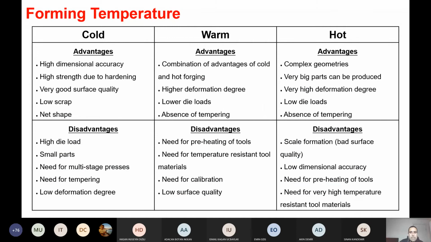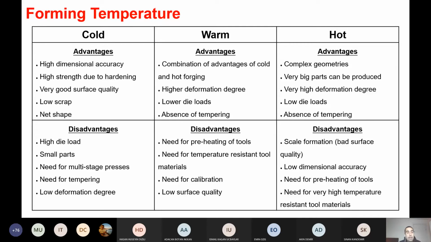And this is another classification for forming, based on temperature. Here we distinguish cold, warm, and hot based on the recrystallization temperature of the material. If we do it under the recrystallization temperature, we name it cold forming. If it is slightly lower or higher than the recrystallization temperature, it is called warm. If it is quite a bit higher than the recrystallization temperature, we call it hot. All these three types have their own advantages and disadvantages.